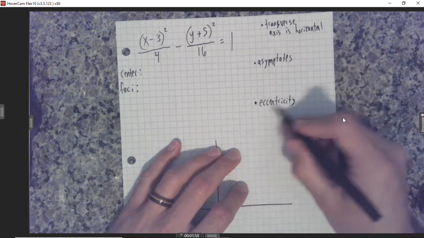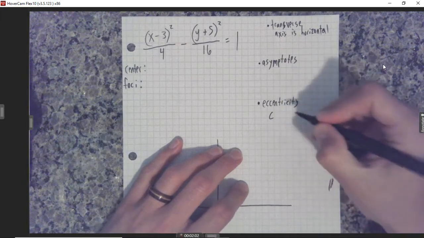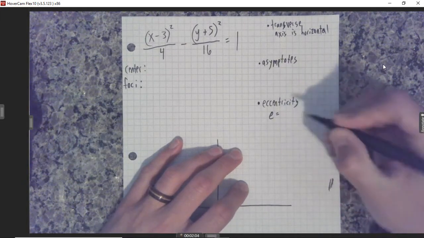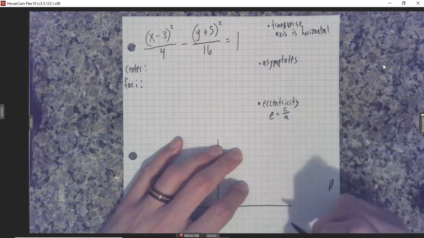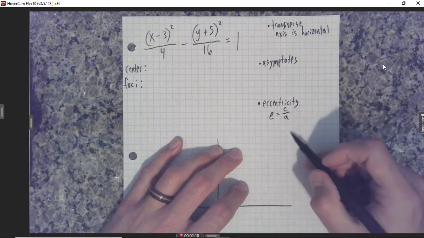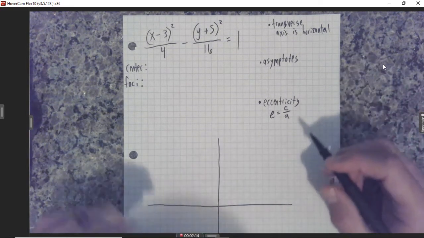I just want to point out the eccentricity is the exact same as it was with the ellipse. The eccentricity is always going to be equal to c over a. If you have your c and your a, it's a very simple formula, so we'll be able to do that.